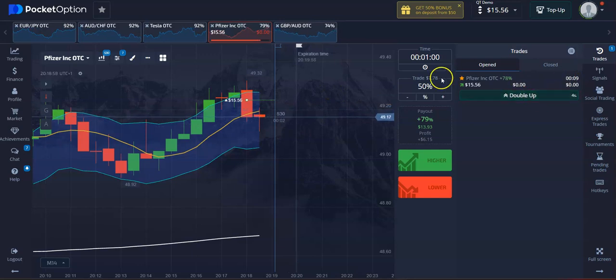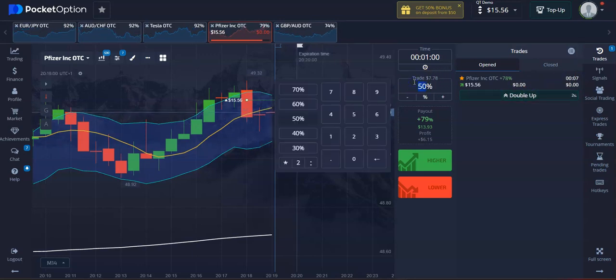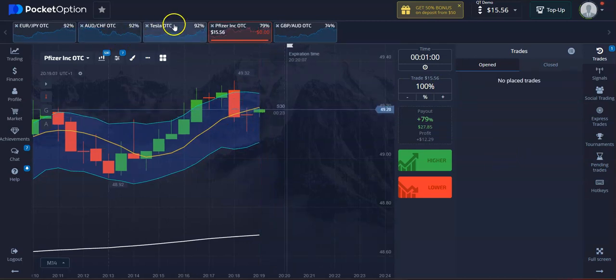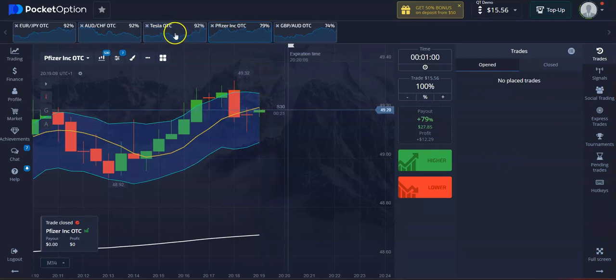So we got 10 seconds. This one is going to be a loss. Good thing that we didn't go all in. Otherwise, we would be screwed. Okay, we lost that one.